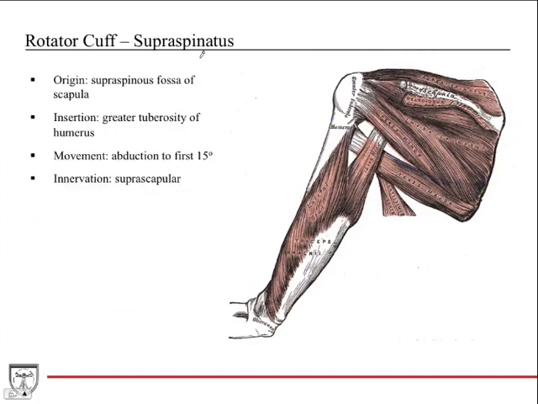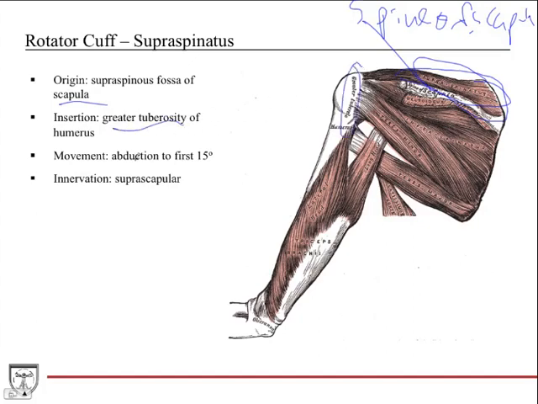First rotator cuff muscle, supraspinatus. If we look at the spine of the scapula here, supraspinatus is here. Supra, superior to spinatus, spine. So superior to the spine. So supraspinous fossa of the scapula. This depression in the posterior surface of the scapula is called the supraspinous fossa because it houses the origin of the supraspinatus muscle. It inserts onto the greater tuberosity shown here of the humerus.